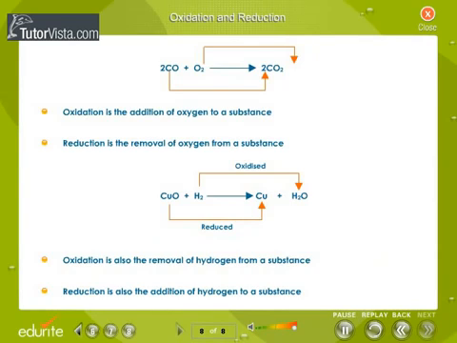Oxidation and reduction. Observe these chemical equations. Carbon monoxide changes to dioxide by the addition of oxygen. Cupric oxide changes to copper by the removal of oxygen. When oxidation and reduction happen in the same reaction, it is called a redox reaction.